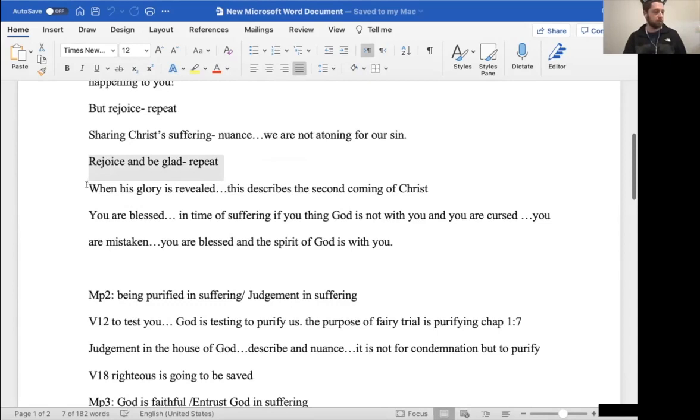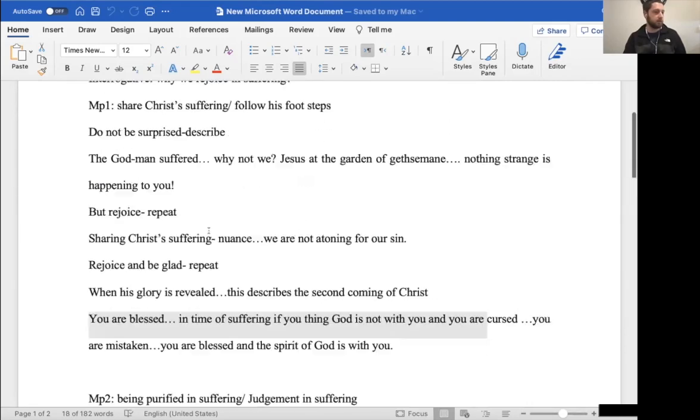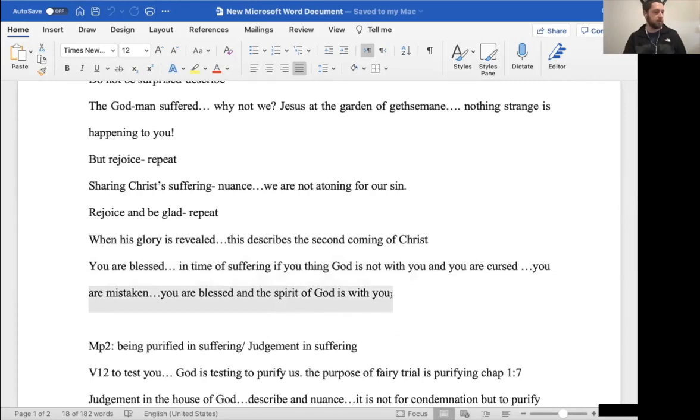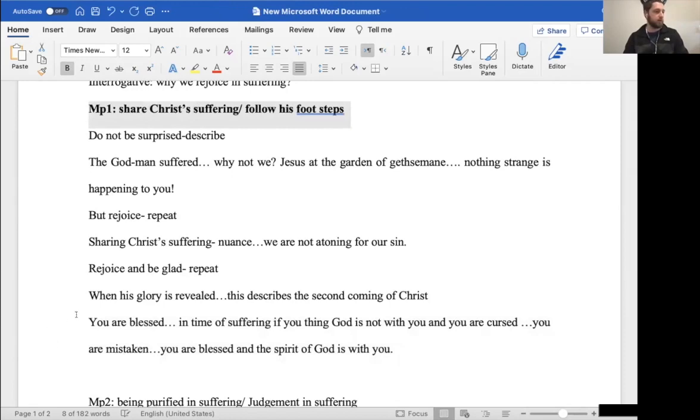Good. When his glory is revealed, the second coming of Christ. Good. You are blessed in time of suffering. You are blessed, and the Spirit of God is with you. I'm not sure how that comes from the text. If that's the main point you're trying to make, I'm not sure how being blessed follows, unless you're saying that it's a good thing to suffer like Christ suffered. If that's the case, that's more application.